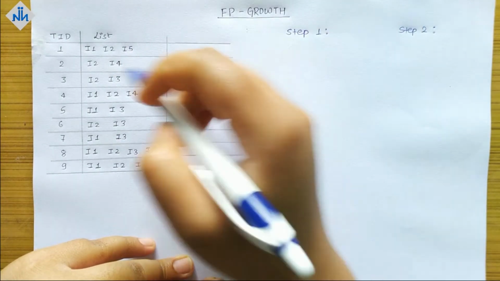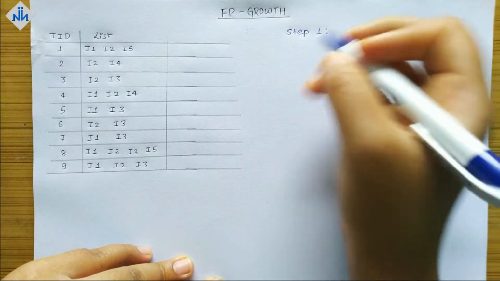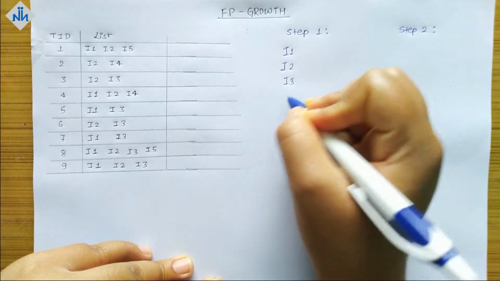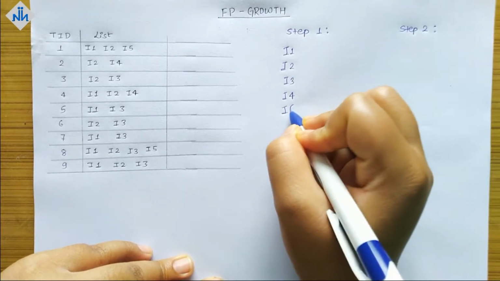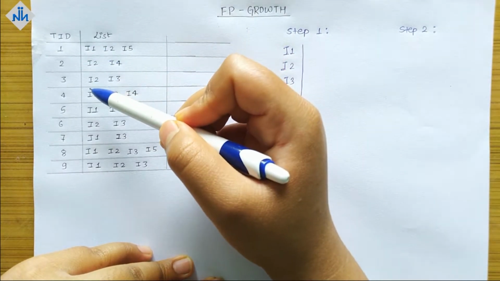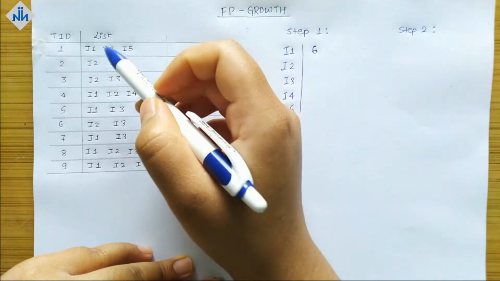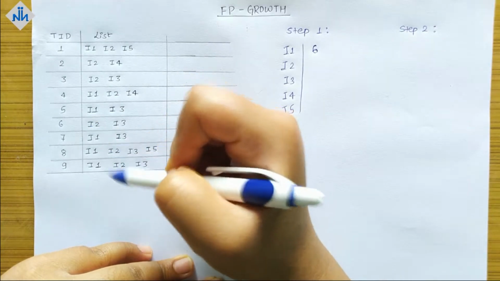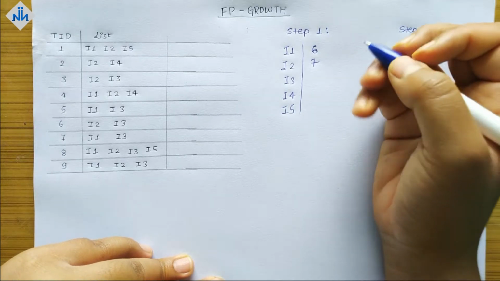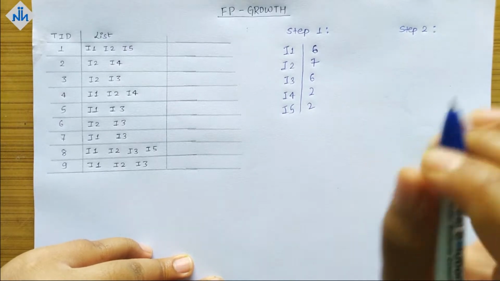How many distinct items do we have? I1, I2, I3, I4 and I5. So we will write I1, I2, I3, I4 and I5 and find out the frequency. The frequency of I1 is 1, 2, 3, 4, 5, 6, so we have 6. I2 is 1, 2, 3, 4, 5, 6, 7. Similarly, we will find out the rest of the frequencies, which will be 6, 2, 2. So our first step is complete.